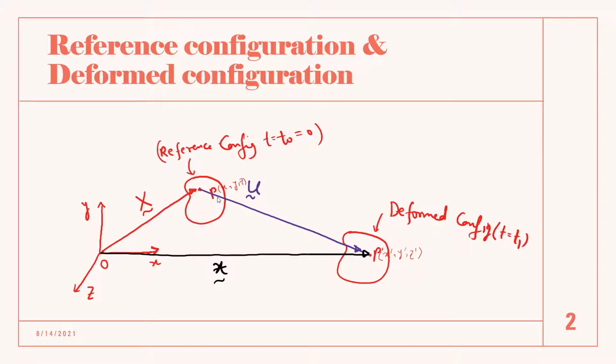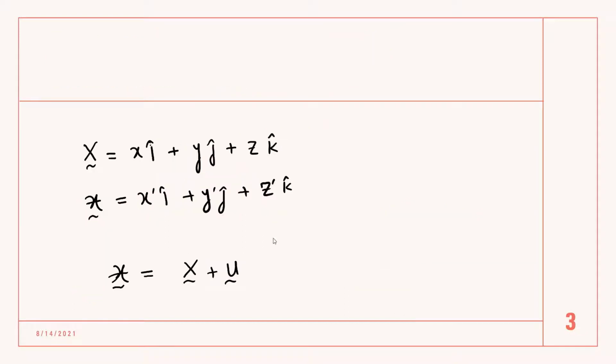So the X vector in three dimensions is x i cap plus y j cap plus z k cap, and for P prime we have x prime i cap plus y prime j cap plus z prime k cap. So that's why it's written here. The small x vector would be equal to the capital X vector plus the small u vector. Why is it so? From the triangle law of vector addition.